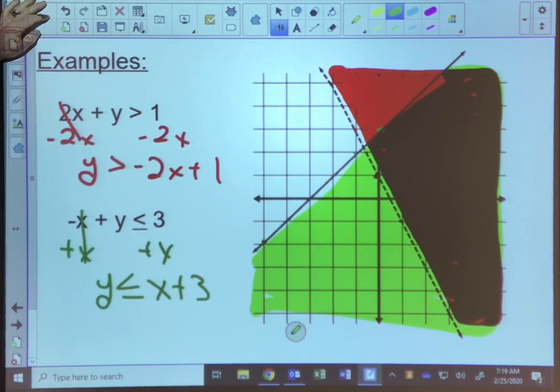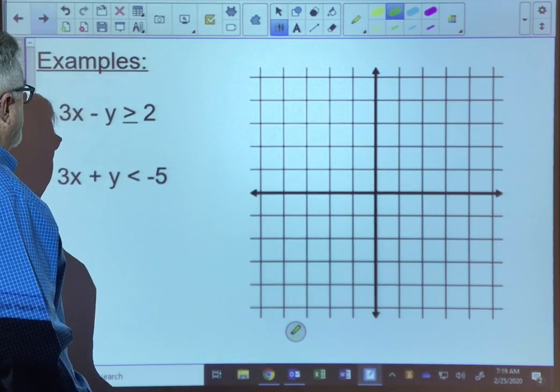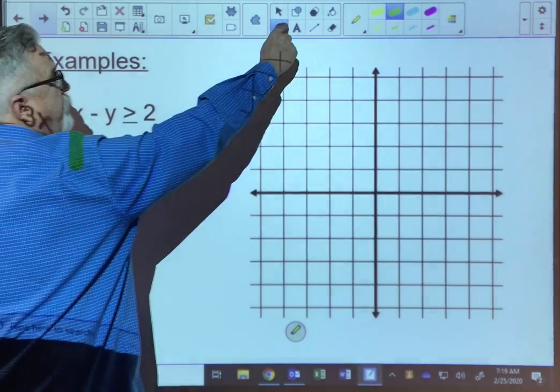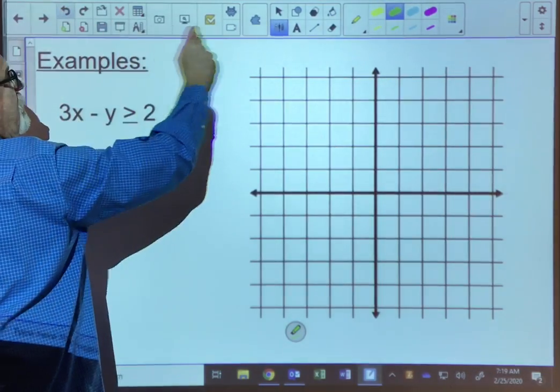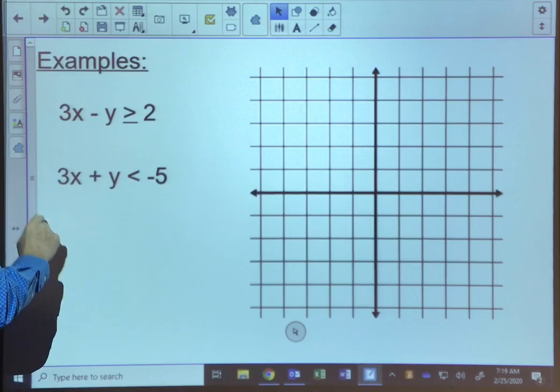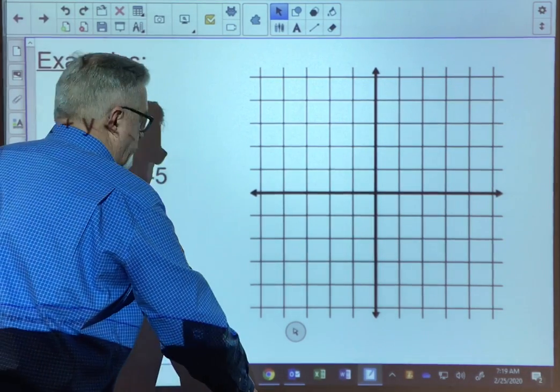Let's go ahead and take a look at the next one. This one, we've got 3x minus y is greater than or equal to 2, and we have 3x plus y is less than -5. Again, neither one of these is in slope-intercept form. Let's move this one down out of our way here.